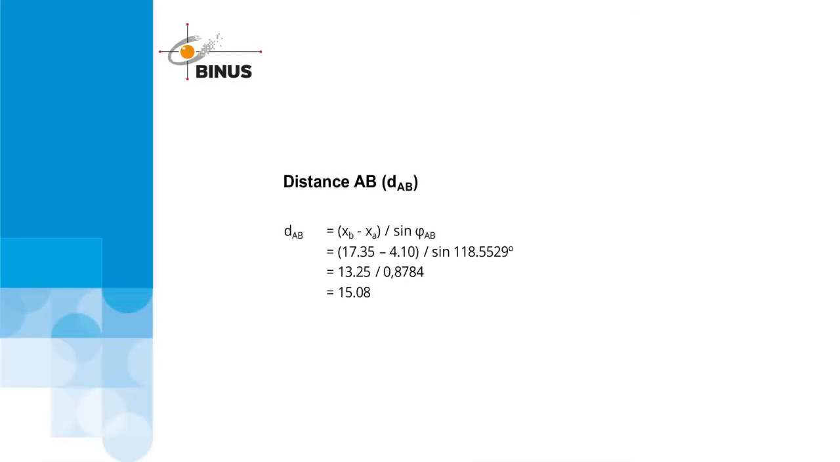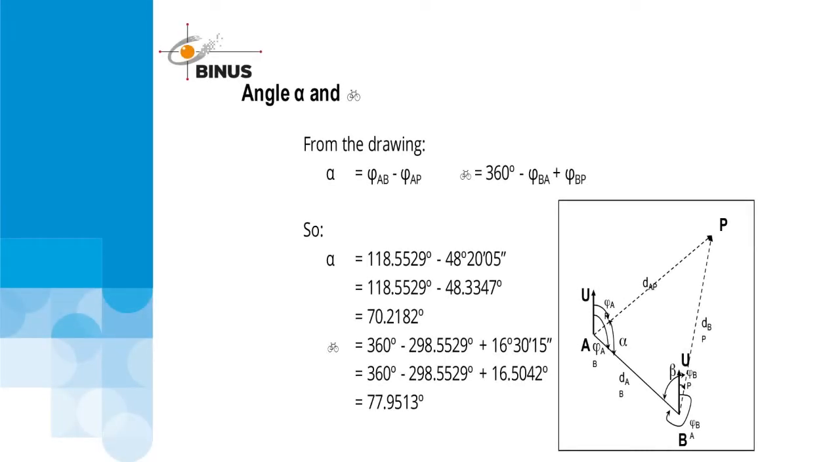The third step is to calculate the distance between A and B. Distance of AB is equal to xB minus xA divided by sinus azimuth AB, and you will get 15.08. The fourth step is to determine the internal angle of alpha, where, as from the drawing, the internal angle of alpha is azimuth AB minus azimuth AP, and you will get the answer of 70.2182 degrees.